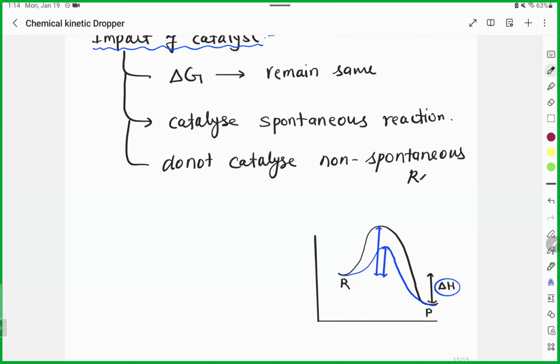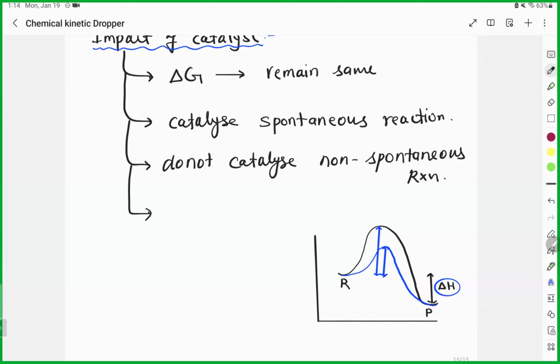Many people ignore this kind of topic. They know zero order, first order basically, and many other things, the Arrhenius equation, because these are popular topics. But in NEET, they ask these important factors, like what is the impact of this.